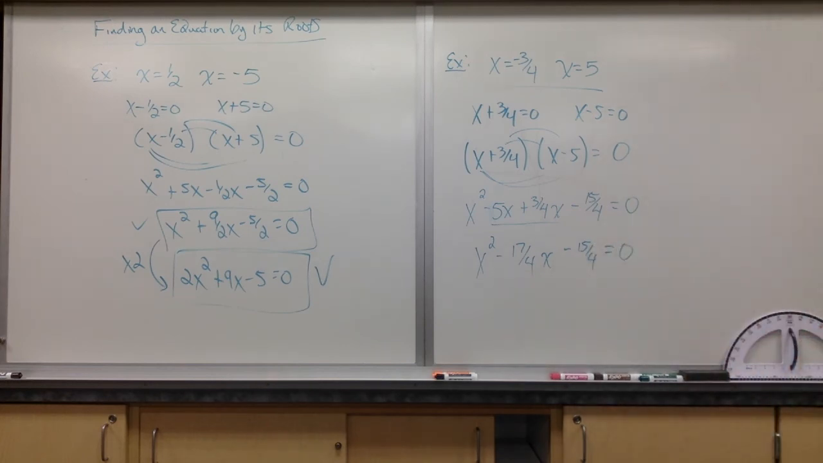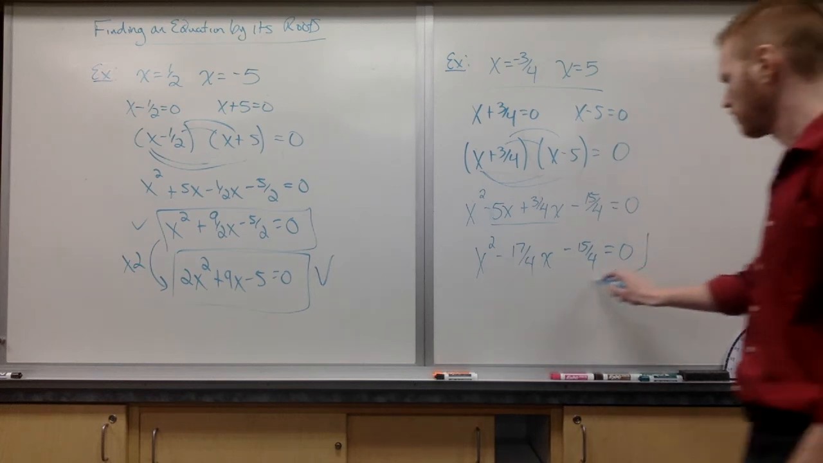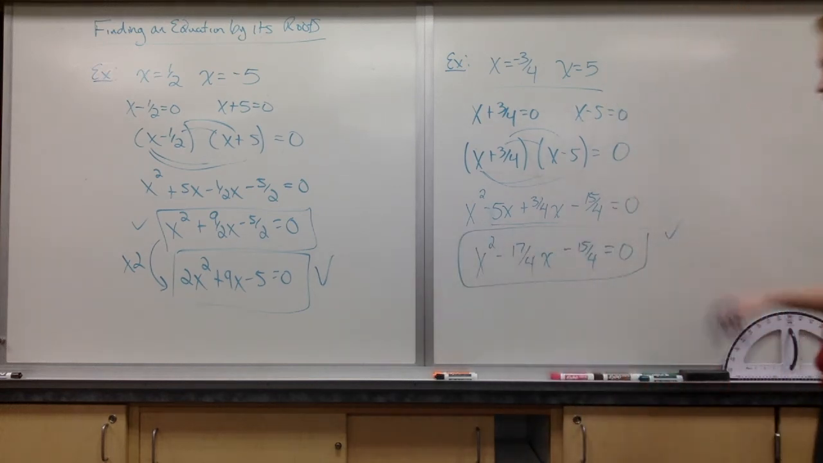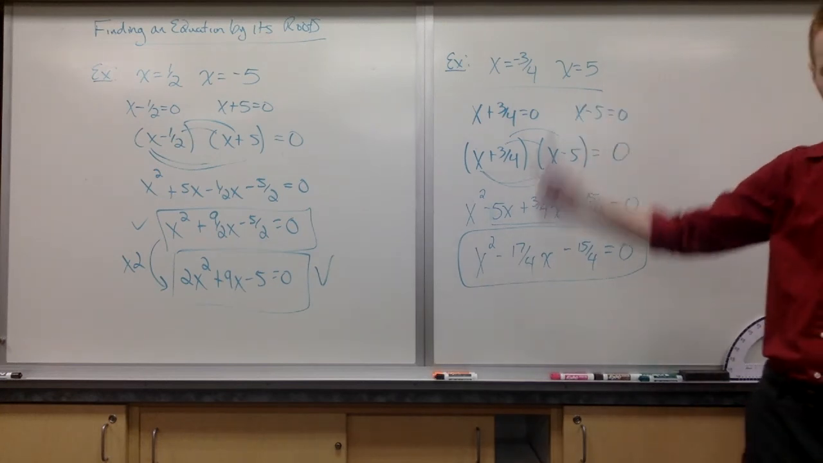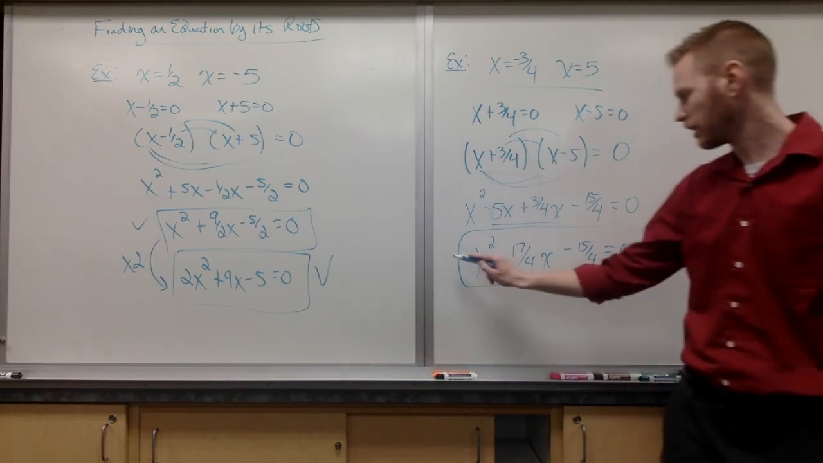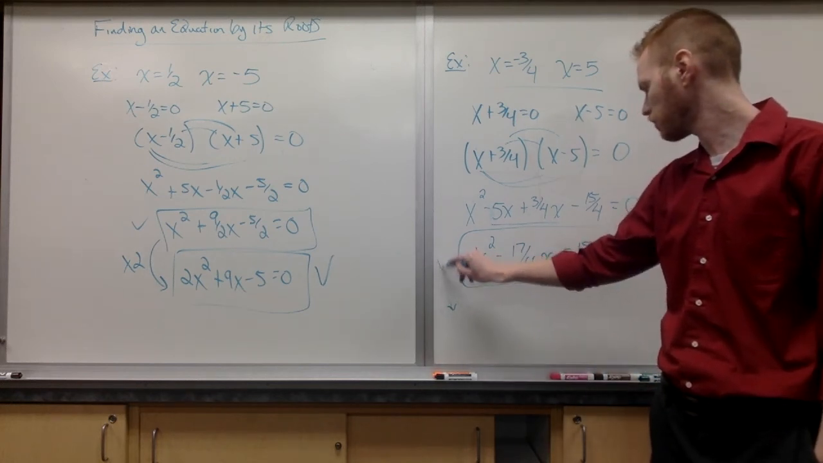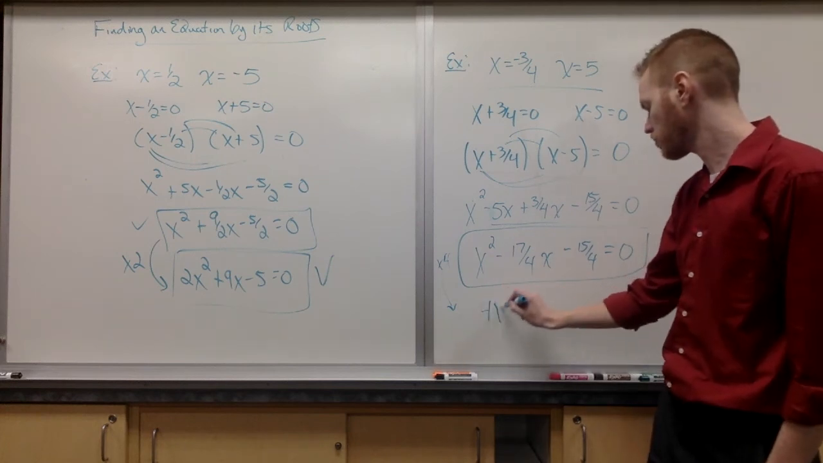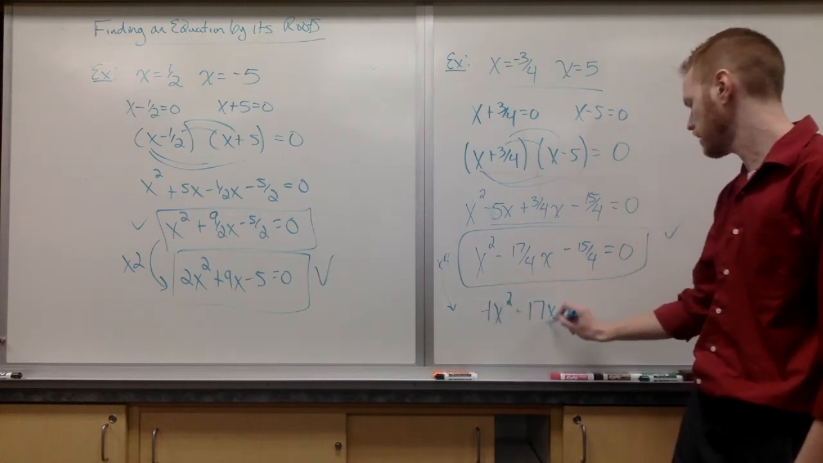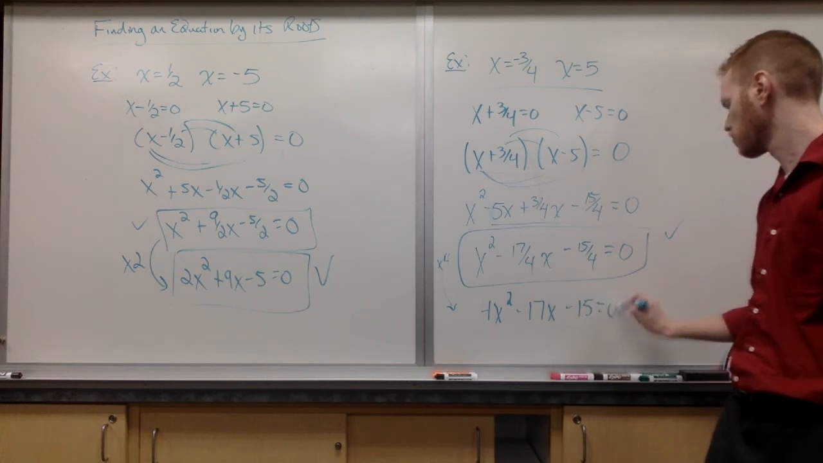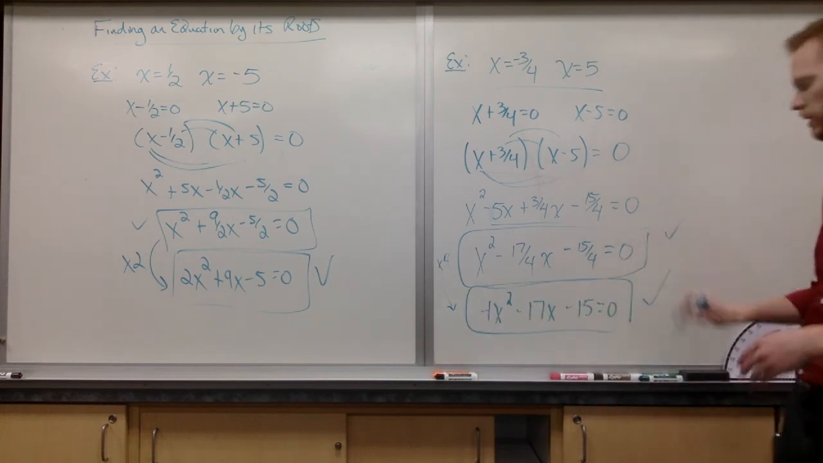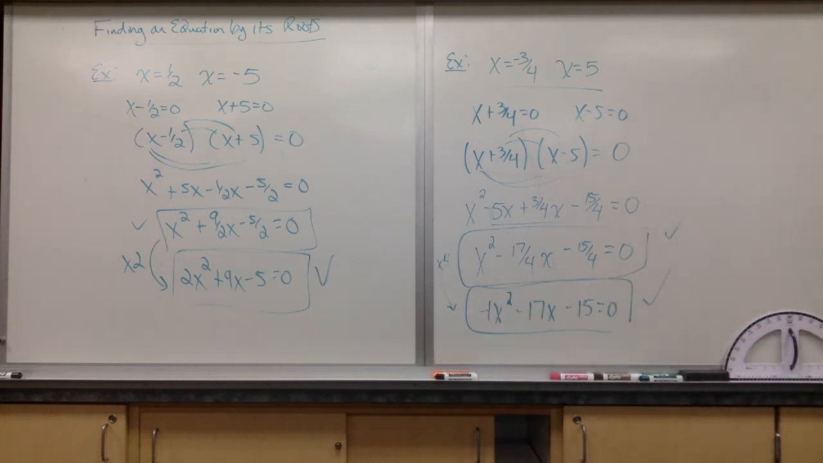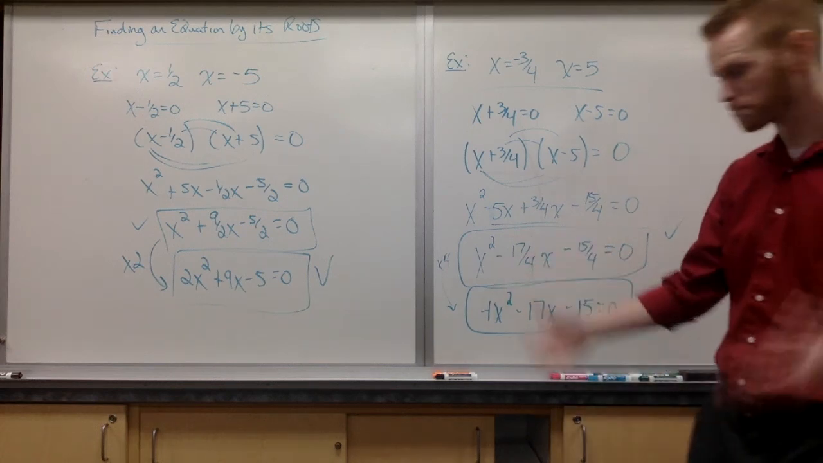We're going to combine those fractions. And here it is. This quadratic will give you these two answers. If you want to get rid of the fractions, multiply everything by 4, because that's what the denominators are here. We get 4x squared minus 17x minus 15 equals 0. So this can also yield that same result. You just don't have the fractions to worry about there.